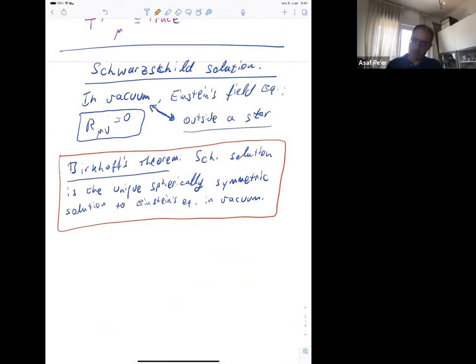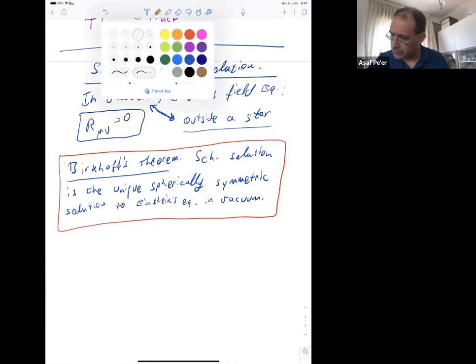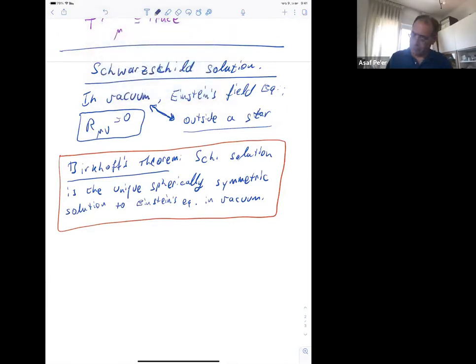So what we're going to do now is a bit algebraic. There is some algebra here, but it's not conceptually difficult, really. There are very few conceptual things here. So, the derivation of the Schwarzschild solution.